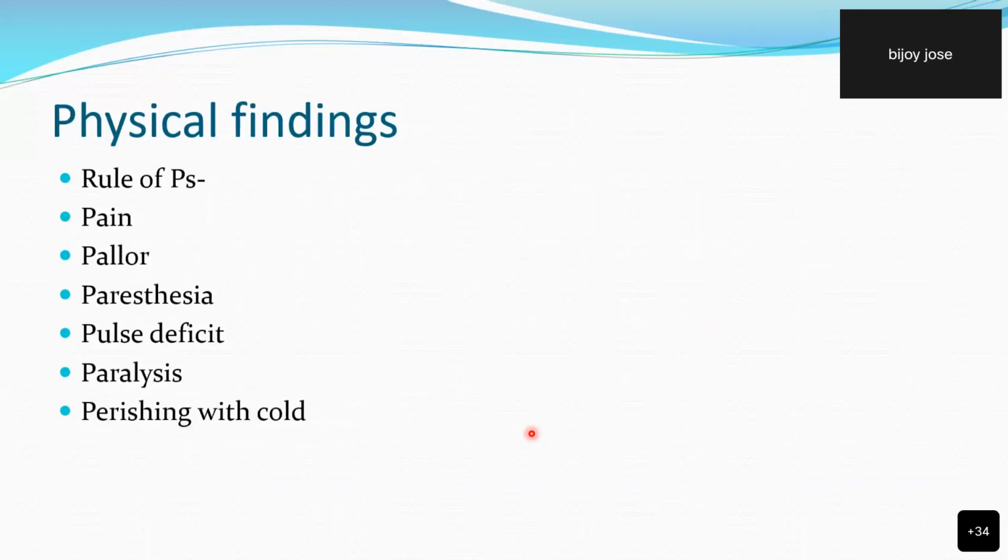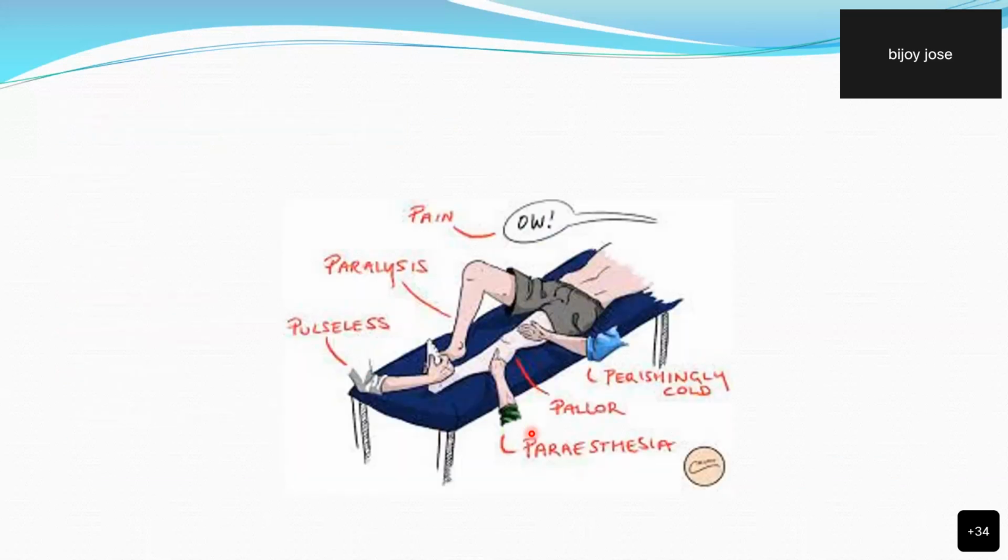So the typical physical findings in acute limb ischemia: the rule of P's. Pain, pallor, paresthesia, pulse deficit, paralysis, and perishing with cold. So when a patient comes with pain, paralysis, pulselessness, perishing cold, pallor, and paresthesia, these are the typical signs and symptoms we elicit in a patient with acute limb ischemia.